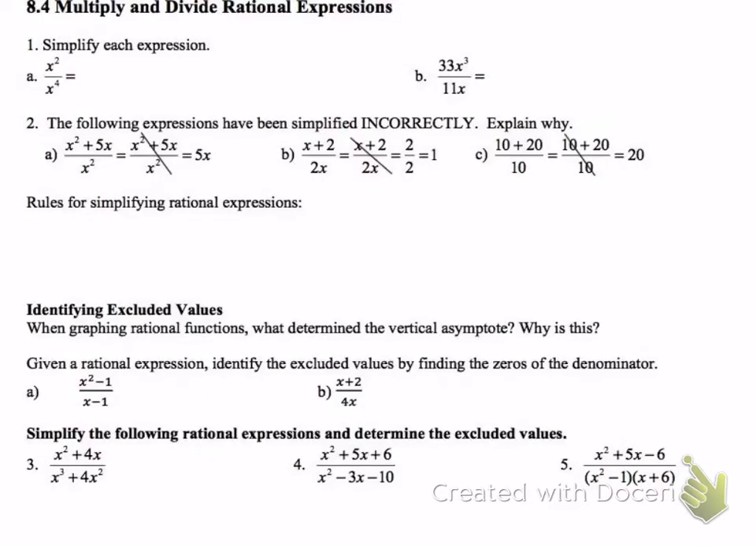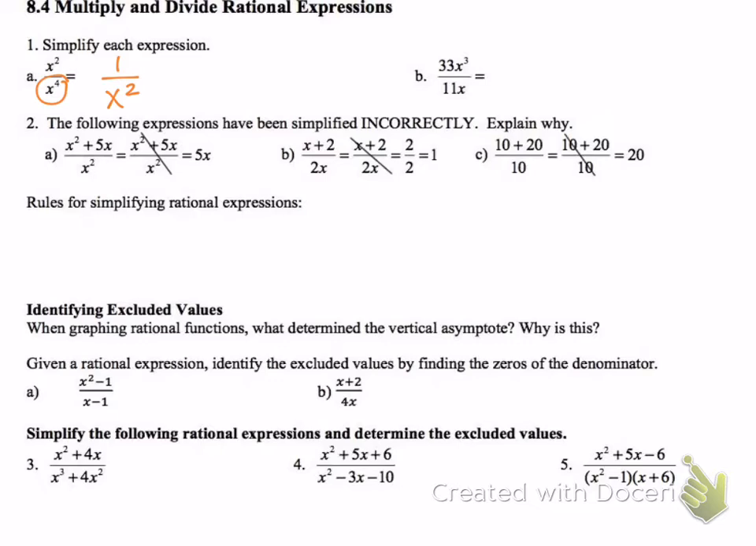So for multiplying and dividing rational expressions, we're going to start with number 1. If I were to simplify each expression, remember the rules of exponents. What would I do with the x squared and the x to the 4th? How would that simplify? X squared would stay on the bottom, so it would be 1 over x squared, because I would subtract. The bigger number is on the bottom, so x squared is left on the bottom.